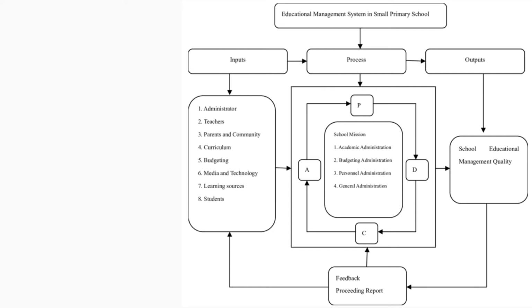In the process side, you'll see here that the process involves the PDCA cycle, or the Plan, Do, Check, Act. And the Plan, Do, Check, Act will comprise, of course, the school's vision, mission, and mandate in terms of academic delivery and administration, financial, fiscal, or budgeting administration, human resource or personnel administration, and general services administration.